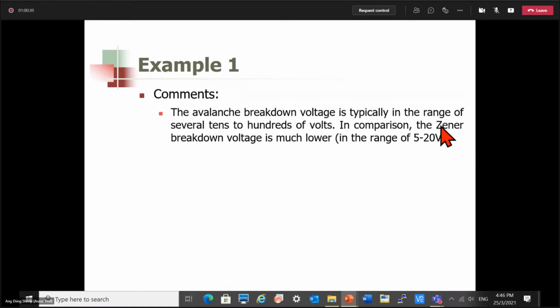Now, in comparison, the Zener breakdown voltage is much lower. Remember, we discussed the theoretical Zener breakdown voltage is actually very small, right? But at that point, the tunneling current may not be very significant, and generally, significant tunneling current can only be observed a couple of volts higher than the theoretical value. So the Zener breakdown voltage is usually in the range of about 5 to 20 volts. In fact, it's usually 5 to 10 volts. So it's smaller compared to the avalanche breakdown voltage, which can range from several tens to several hundreds of volts.